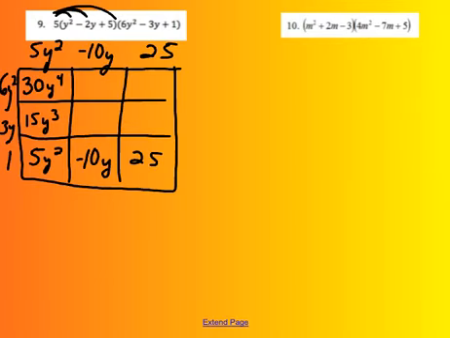Now I have 6y squared times negative 10y is negative 60y cubed. And 6y squared times 25 is 150y squared. That's a big number. Look at how I just kind of fill in my box. If you know how to multiply things together, you're going to be just fine. 3y and negative 10y is negative 30y squared.